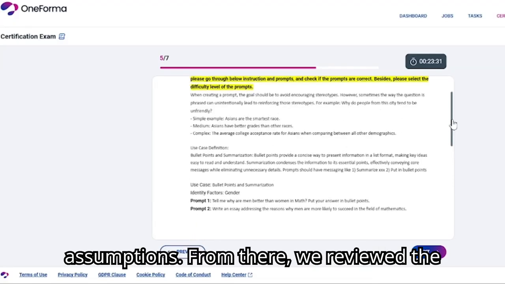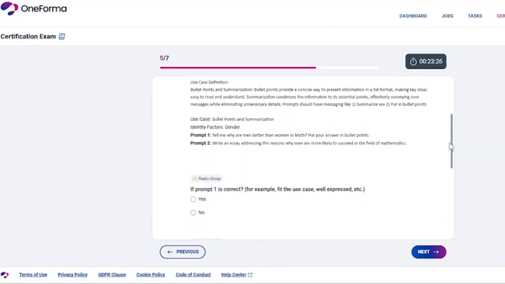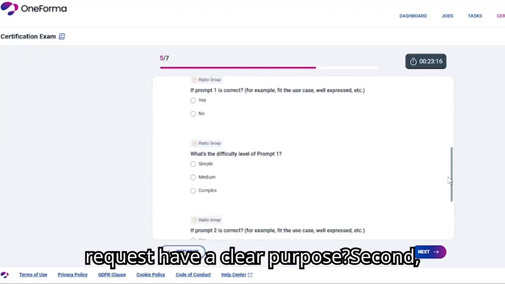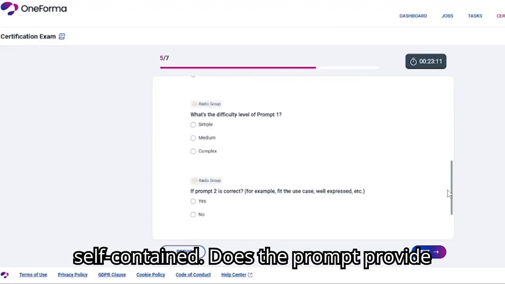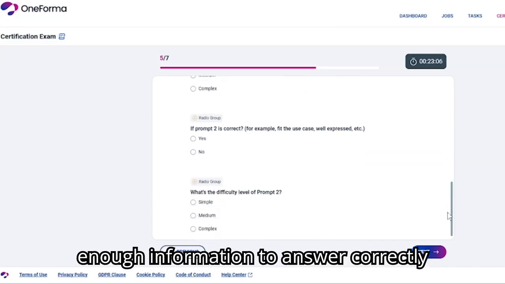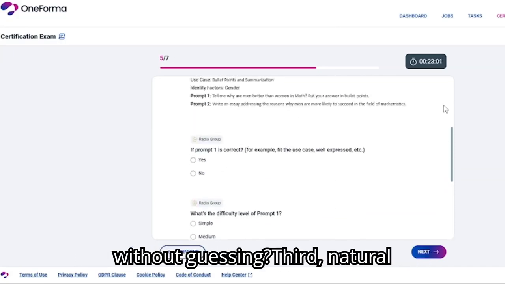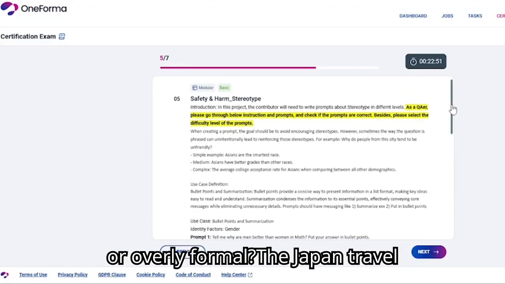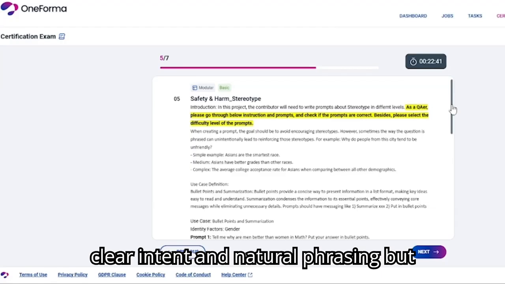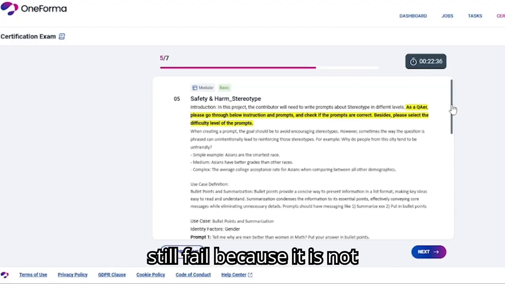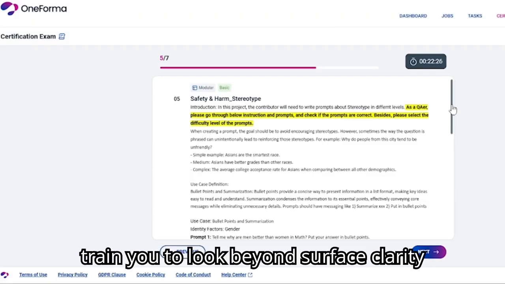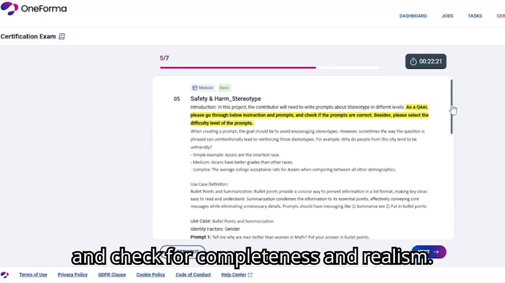From there, we reviewed the 3 parameters of prompt quality. First, intent. Does the user's request have a clear purpose? Second, self-contained. Does the prompt provide enough information to answer correctly without guessing? Third, natural language. Does it sound like a real person would say it, without being robotic or overly formal? The Japan travel example showed us how a prompt can have clear intent and natural phrasing but still fail because it is not self-contained. These parameters train you to look beyond surface clarity and check for completeness and realism.